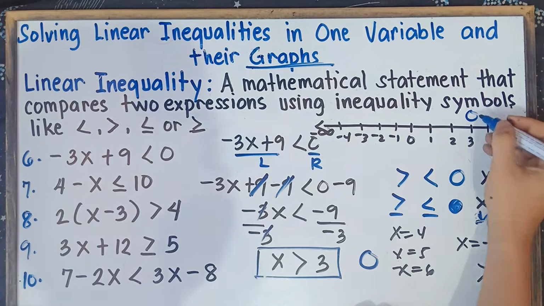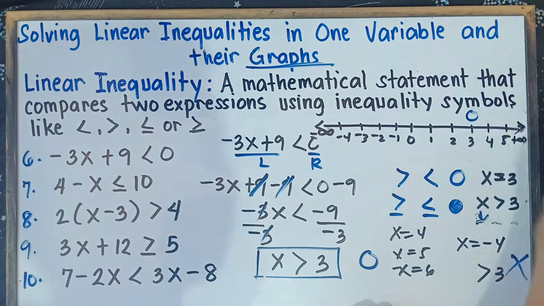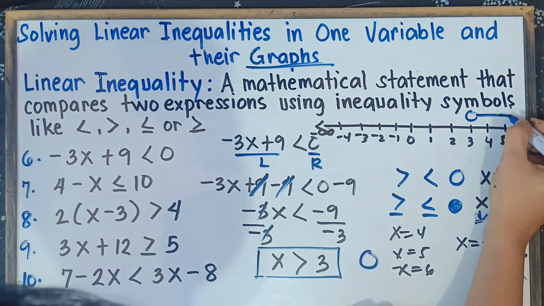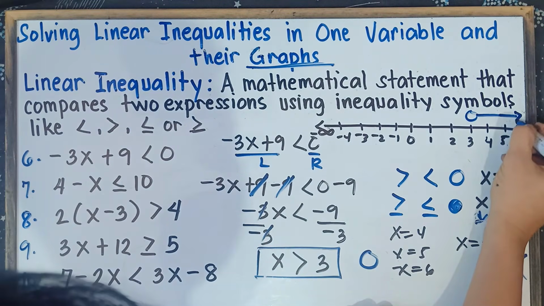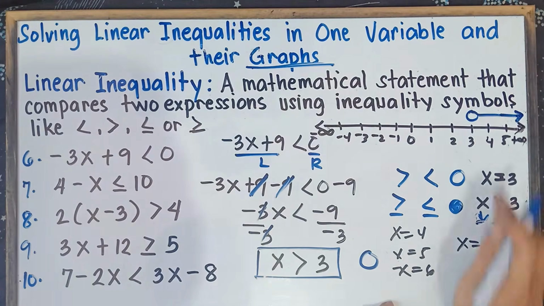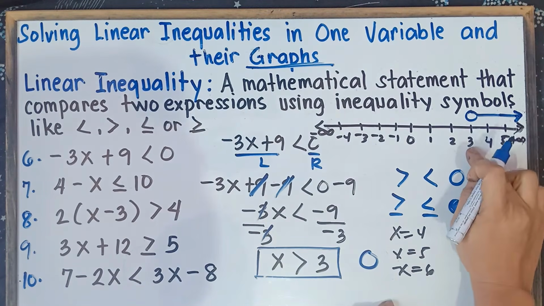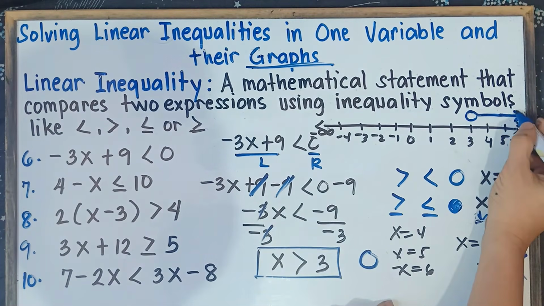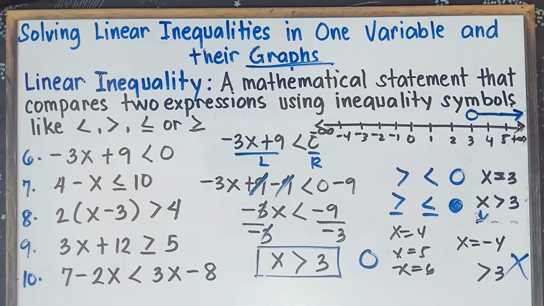So, 3 is not included. Going to the right, it could be 4, 5, 6, 20, 1,000, 1 million, and so on, up to positive infinity. So this will be your answer, class. You start at 3, 3 is not included, and the arrow goes to the right. That's the answer for example number 6.